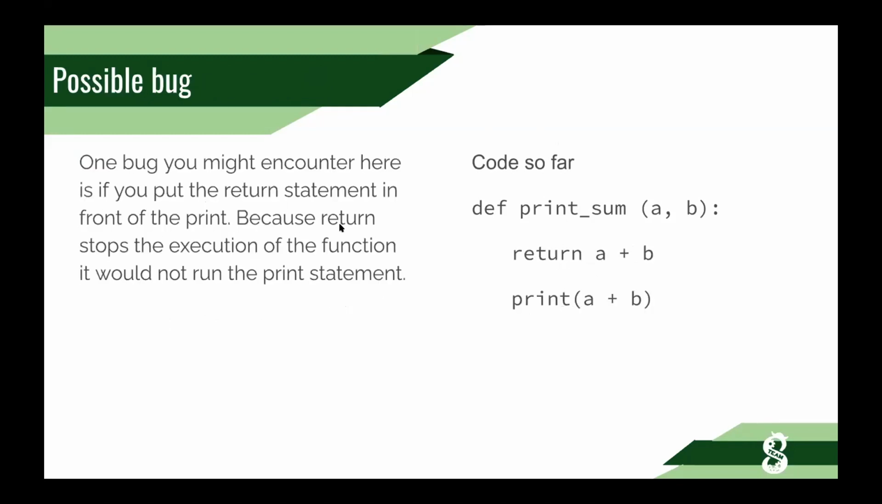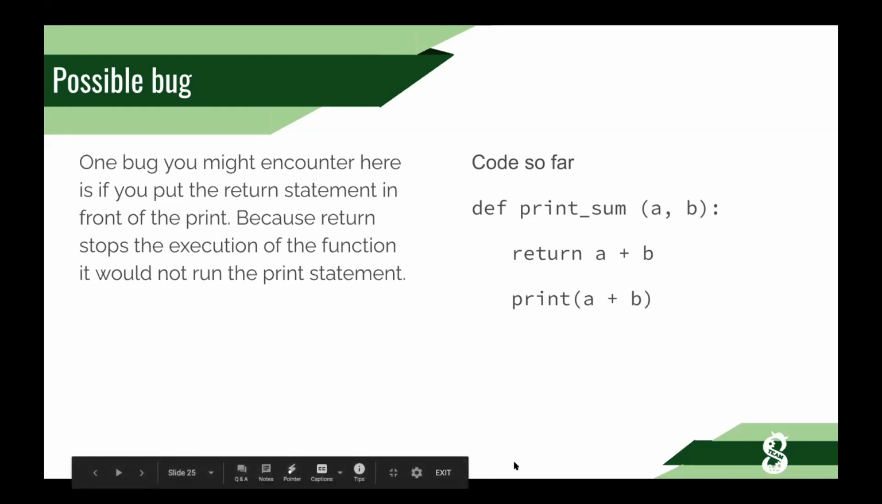So one bug that you might encounter is if you write the return statement before the print line. This will stop the execution of the code at return, and you will never have this executed. Now, this is a lot to take in at once. So does anyone have any questions?